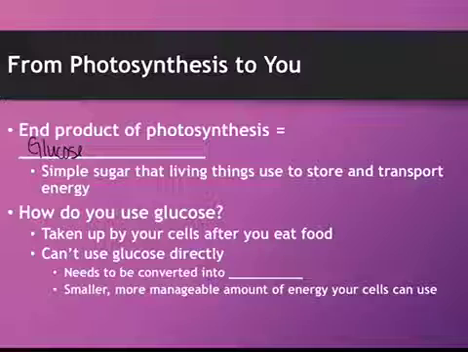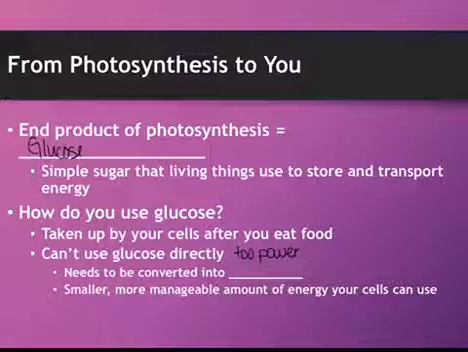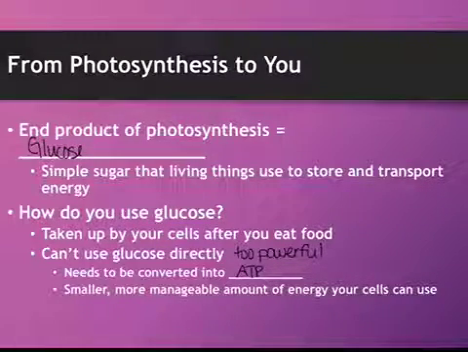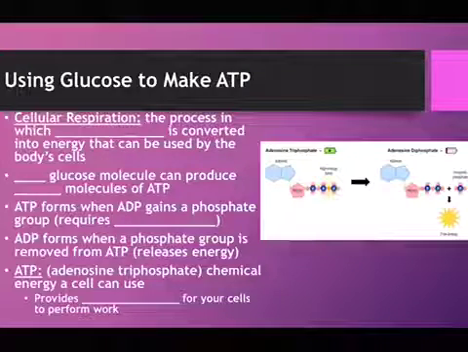So how does your body use glucose? It's taken up by your cells after you eat food. So your body digests your food to retrieve the glucose molecules. However, your body can't use glucose directly. It's too powerful. It has too much bang for its buck. So we have to convert it into ATP. ATP is a much more manageable, smaller amount of energy that your cells can use.